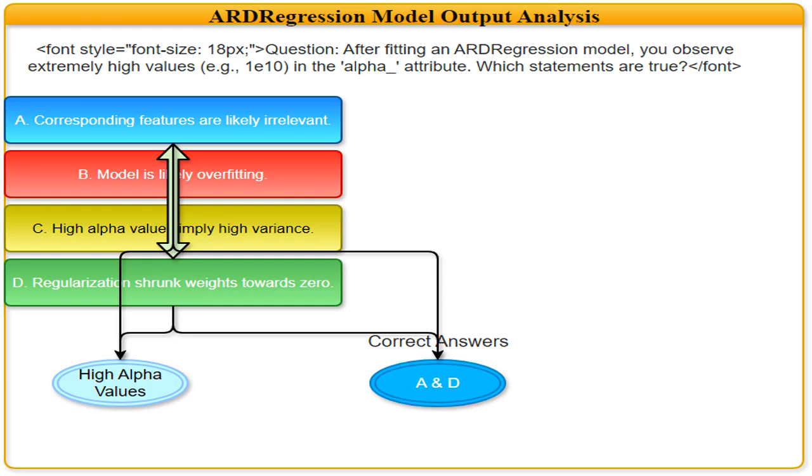I see high alpha values mentioned. In the context of ARDRegression, automatic relevance determination regression, a high alpha value means that the model is assigning a very high precision to a particular feature's weight. Remember, precision is the inverse of variance. A high precision implies low variance, suggesting the model believes that feature's weight is very close to zero. This effectively shrinks the feature's influence on the model's predictions.